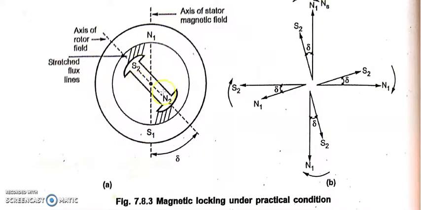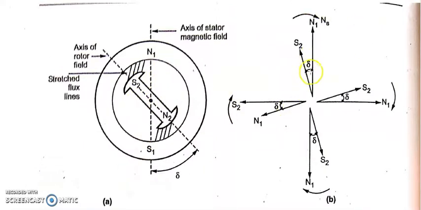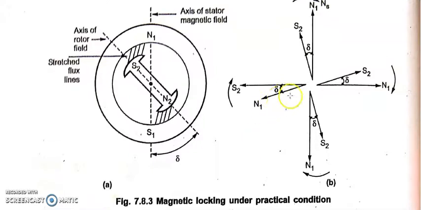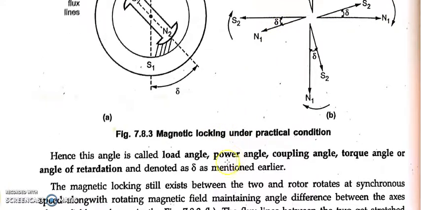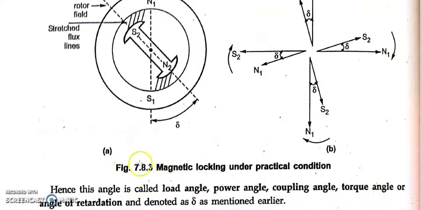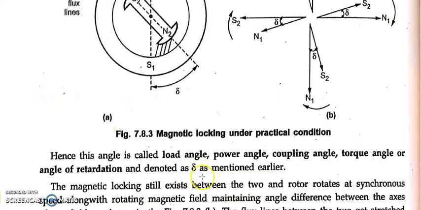This is just for two poles, and the remaining poles you can see here. This is your stator axis, and this is your rotor axis. Always the rotor and stator axes make a certain angle called delta, and the delta is due to what? Due to the losses, even when the motor is in the no load condition. The rotor axis always falls back from the stator axis. And this angle delta is called what? Load angle, power angle, coupling angle, torque angle, or angle of retardation. You should remember all these names. It is denoted as delta.